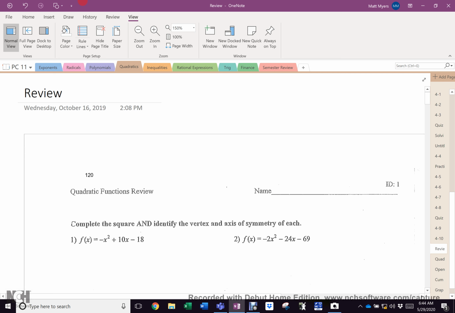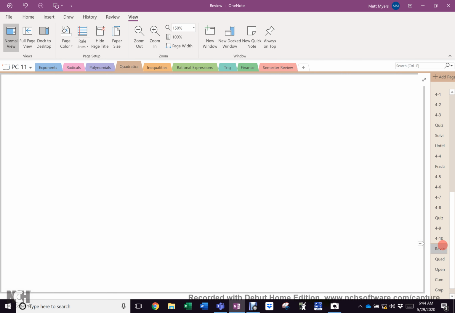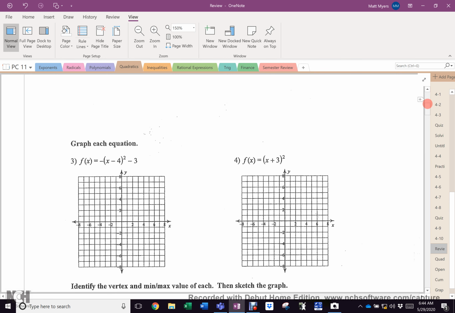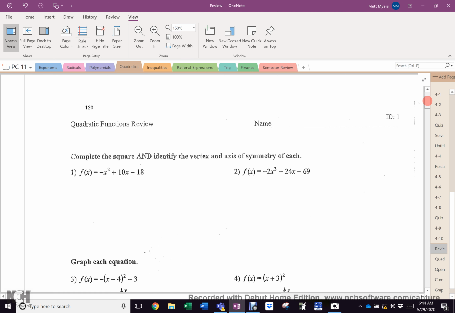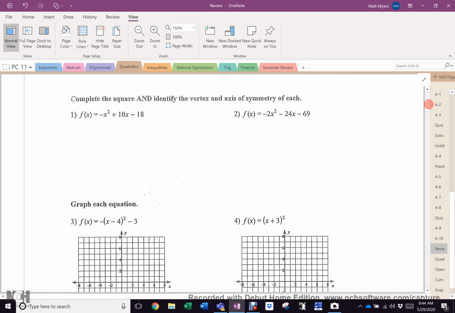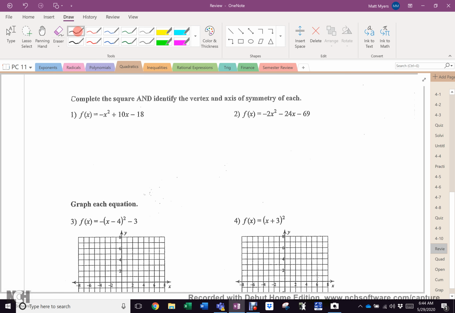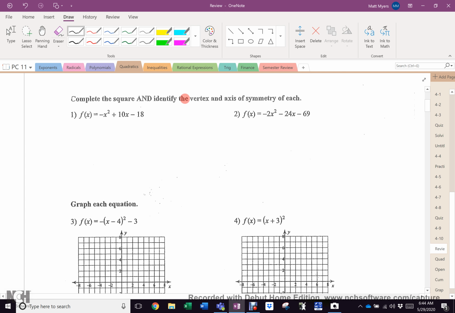So here we are on page 120. And let's go. Now remember, of course, there is more than one way to do a lot of these questions. So maybe I did it differently than you, but wait and check for the answer. All right? So in this first one, complete the square and identify the vertex and axis of symmetry for each. So I specifically asked you to complete the square.